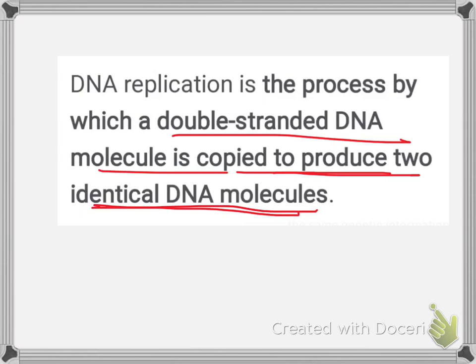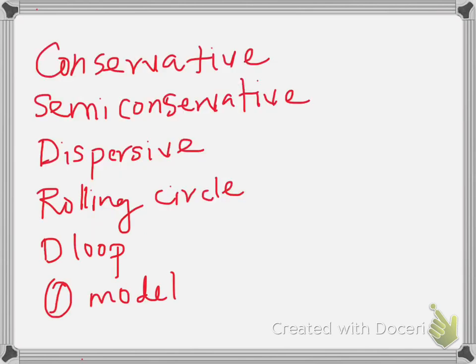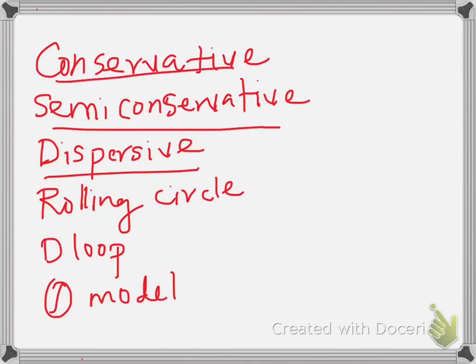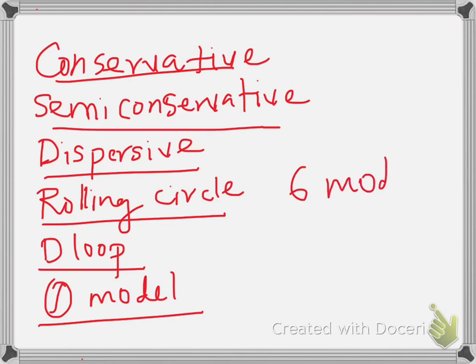Now, 6 different modes of replication are there. The 6 modes of replication are conservative, semi-conservative, dispersive, rolling circle, D-loop and theta model. These are the 6 modes of replication.